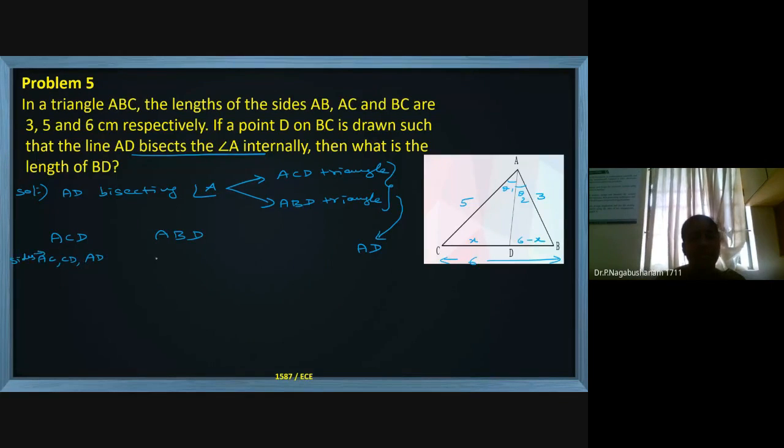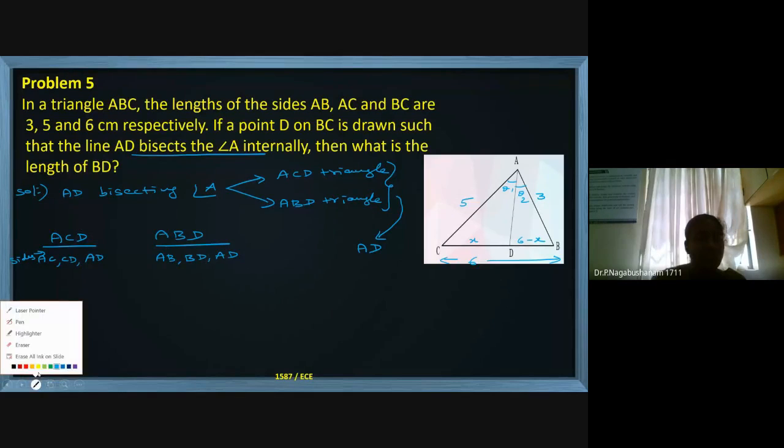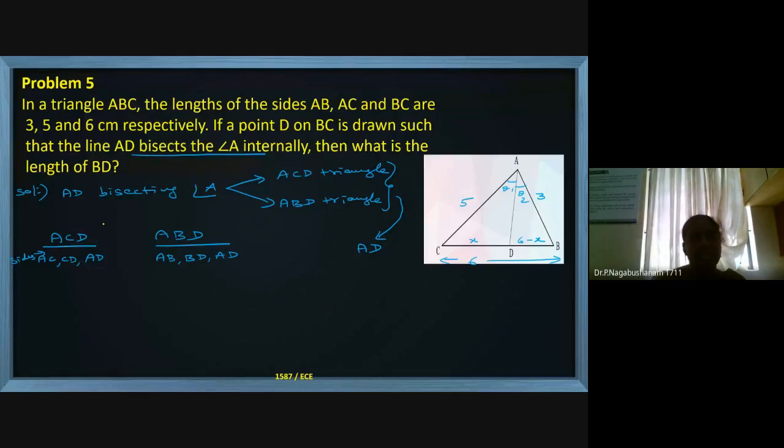And in the second triangle, what are the sides? AB, BD and AD. These are the triangles, and you can see one side is common. In the two triangles, AD is common, and bisecting is taking place. If this is the case, we will have a congruency.